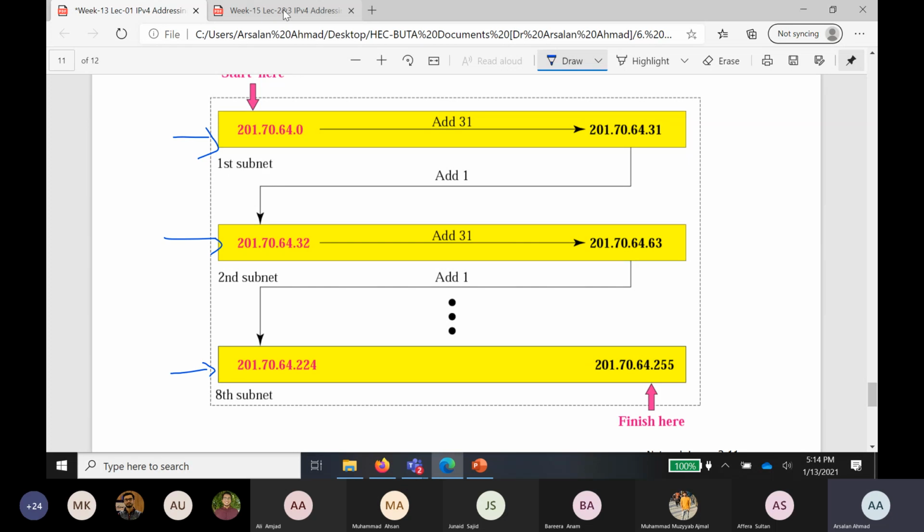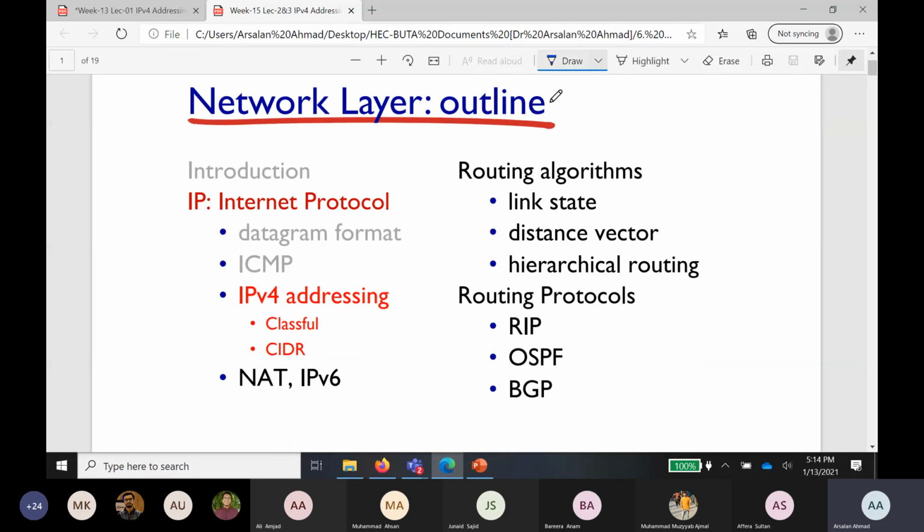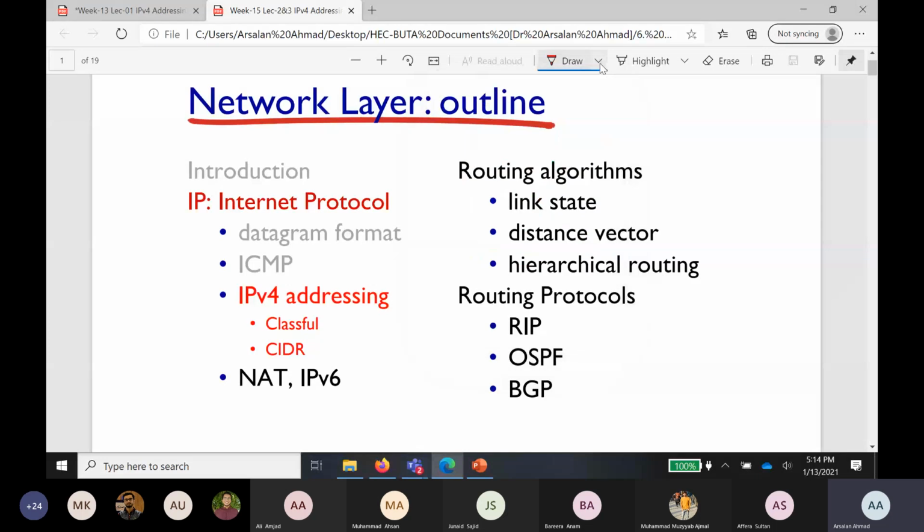So this was a very brief recap of what we studied yesterday, and now let's move on to our second technique of IP addressing. I told you yesterday that classful is no longer in use because it leads to a huge wastage of IP address space. The IP address space was not efficiently utilized with classful addressing.